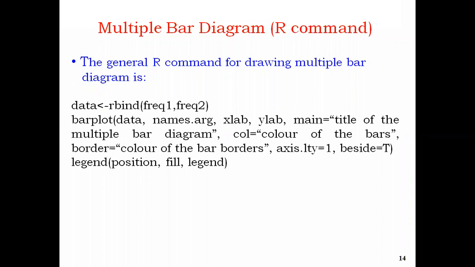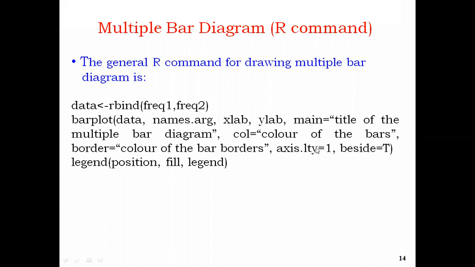What is this? I'm going to tell you. Barplot. This is again a multiple bar diagram, so that's why we are writing barplot here. Within the bracket, you see data. So what are the data? That means we are going to denote frequency 1 and frequency 2. Then names.arg, xlab, ylab. These are the same. Main, the title of the multiple bar diagram. And then color of the bars, border, everything is the same here.